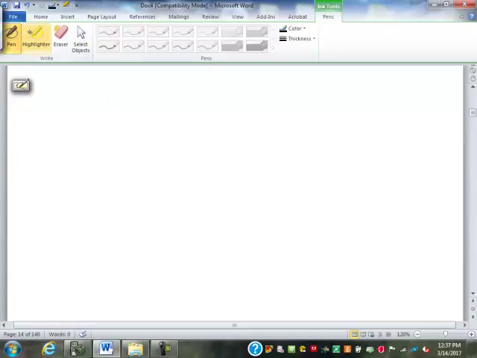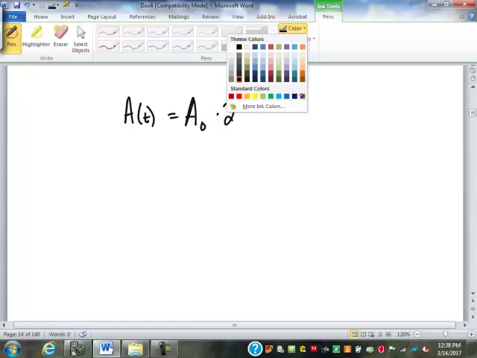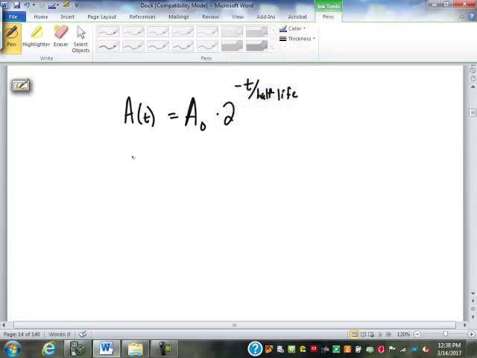On 4, the amount that is left as a function of time is equal to the initial amount times 2 to the power of negative t over our half-life. So here we are left with 100 grams. We started with 600 grams. We're looking for the time. Our half-life is 2,500 years.